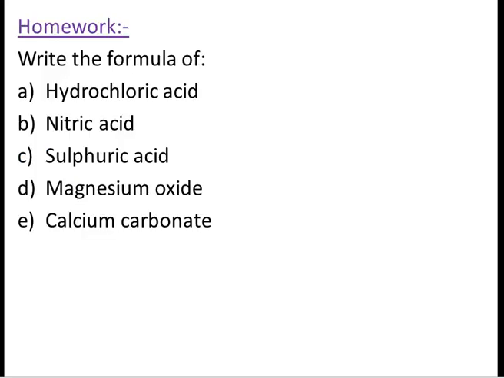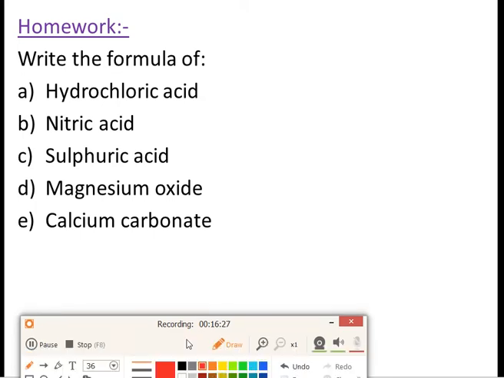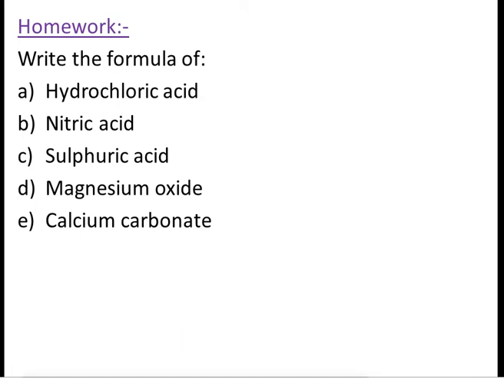At last, as I have already told you when I gave you the overview of the course for class 10th Karnataka Board Science, I will be providing you some homework also. You have to write the answers of this homework in the comment section so that I will know how much you have understood. First, write the formula of hydrochloric acid. I hope you all know the formula of hydrochloric acid, nitric acid and sulfuric acid.